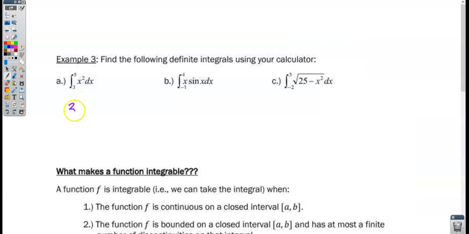Okay? Go ahead and pause the video for a few moments and complete parts B and C on your calculator, and then come on back and we'll talk about those. So go ahead and pause now.